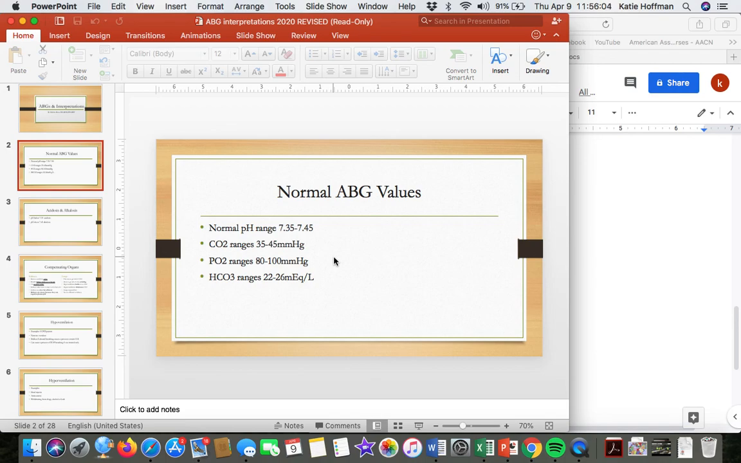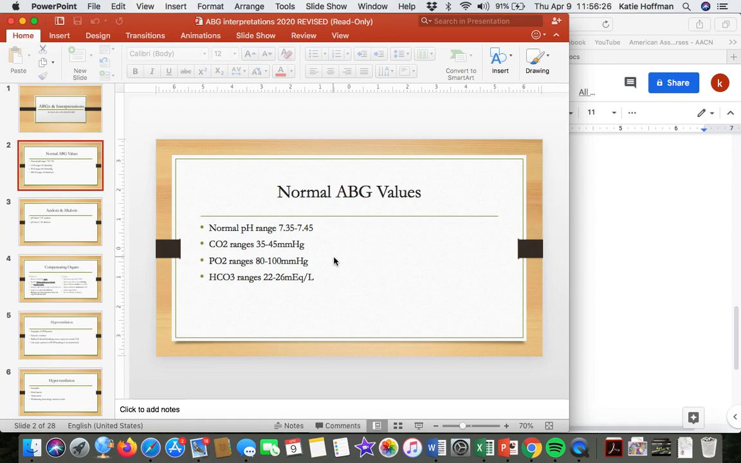If your CO2 is grossly elevated into the 80s and 90s, our pH should be 7.1, 7.0, something like that. If your kidneys are compensating, doing the job that they should be, retaining bicarb in the blood to help buffer it, it should keep the pH up into that 7.2 range.